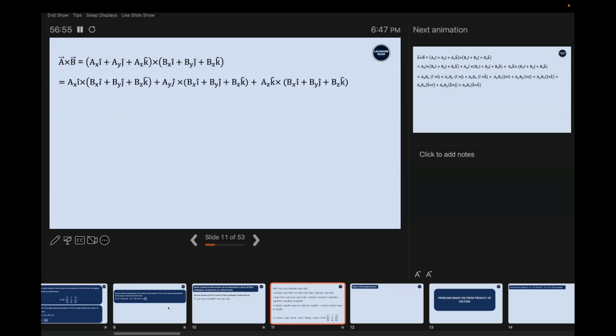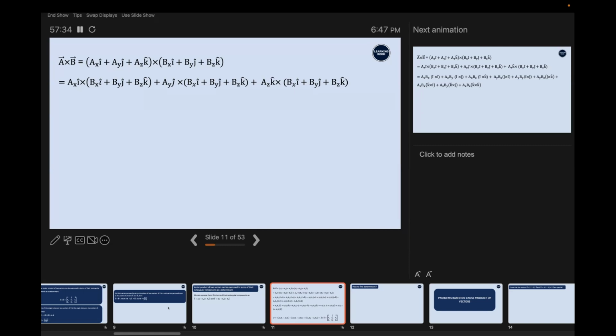First, this ax i cap will individually get multiplied with this whole thing. So what I wrote is ax i cap cross this whole thing, bx i cap plus by j cap plus bz k cap, plus ay j cap should get multiplied with the whole vector. So ay j cap cross bx i cap plus by j cap plus bz k cap, plus az k cap cross this vector bx i cap plus by j cap plus bz k cap.